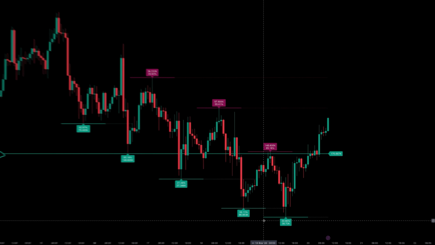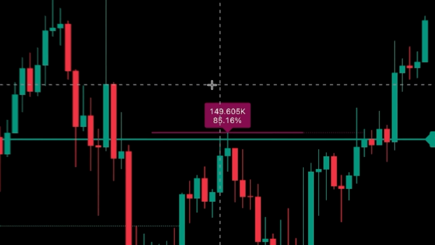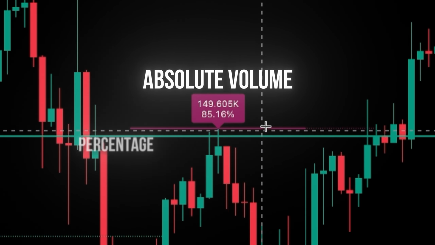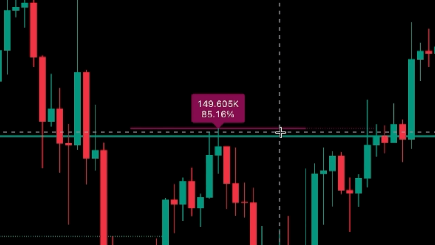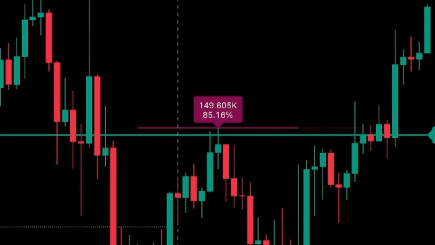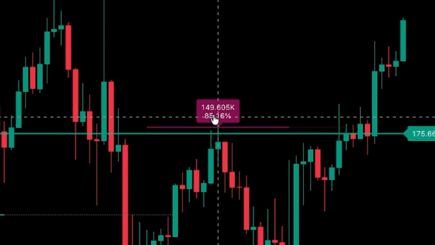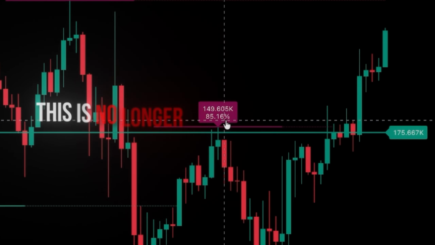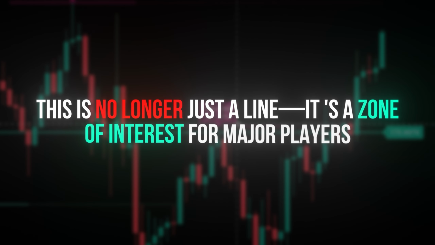Next to each line, there's a compact tag showing two numbers: the absolute volume in that bin and the percentage relative to the POC, the point of control. For example, you see a level where the volume reached 85% of the maximum. This is no longer just a line. It's a zone of interest for major players.